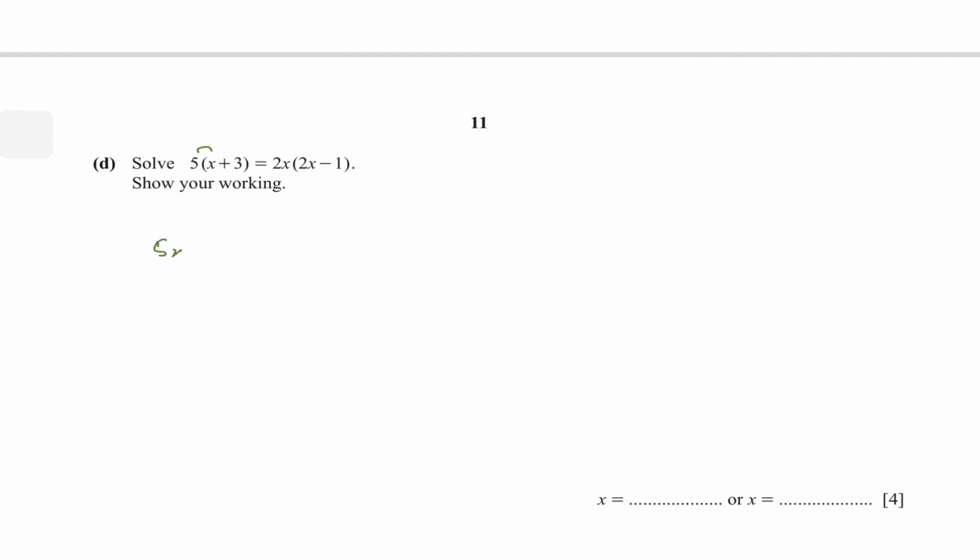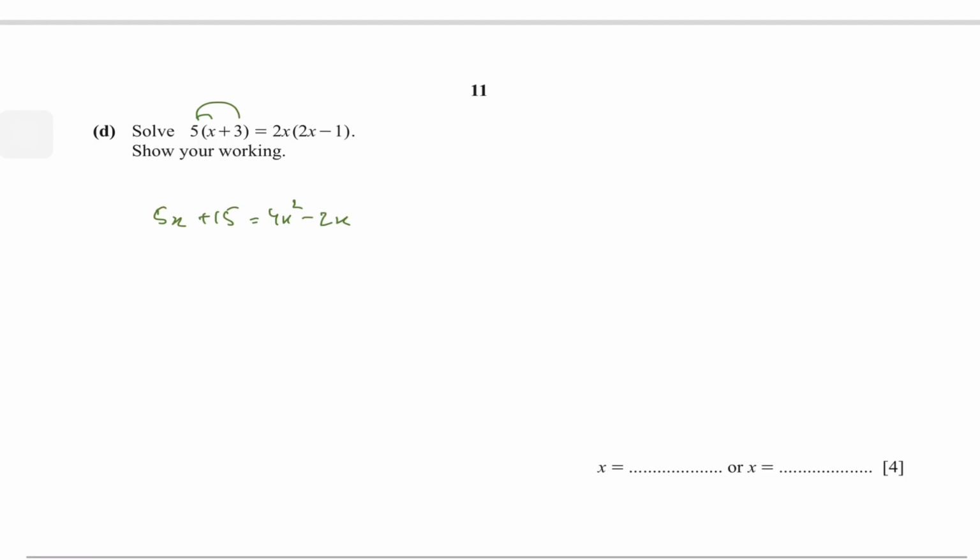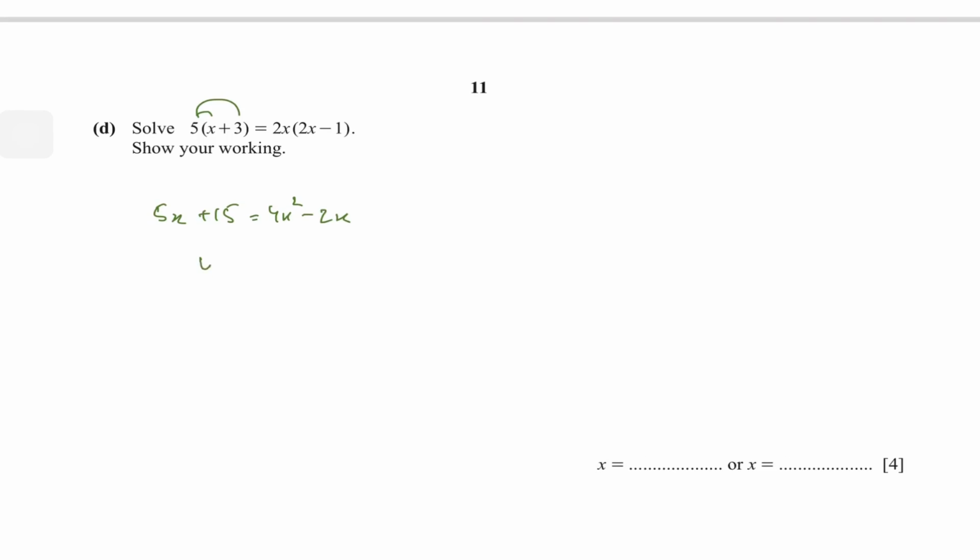5 into x is 5x. 5 into 3 is plus 15 equals 4x squared minus 2x. So this is a quadratic equation, which means we'll have two values. So 4x squared minus 7x, because that's what minus 2x minus 5x is equal to, minus 15 equals 0. If there was a possibility of using the quadratic formula here, the question would have told us to give our answer correct to two decimal places. But that's not the case here.